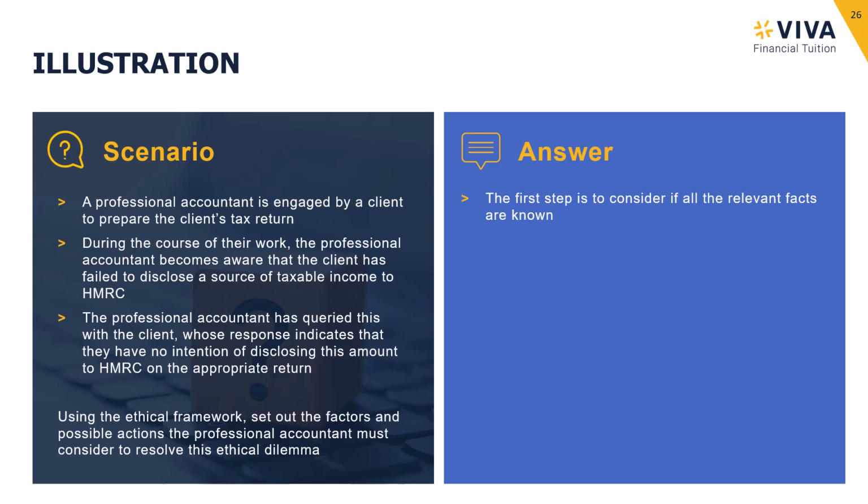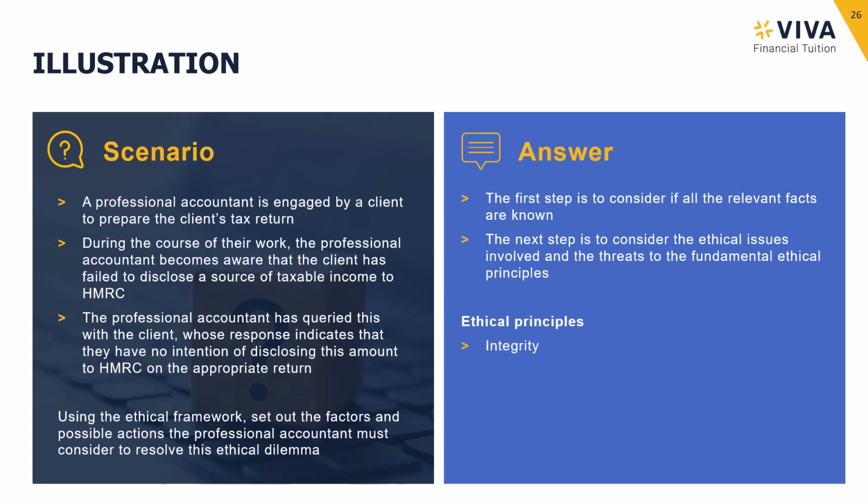Once all the relevant facts have been established, the next step is to consider the ethical issues involved, and in particular, the threats to each of the 5 fundamental ethical principles. So in this case, if we look at integrity, clearly the client in this situation is not being open, honest, transparent with the professional accountant. And that will make it more difficult. It is a threat to the professional accountant's own integrity in terms of their dealings with HMRC. So we have a clear threat to integrity.